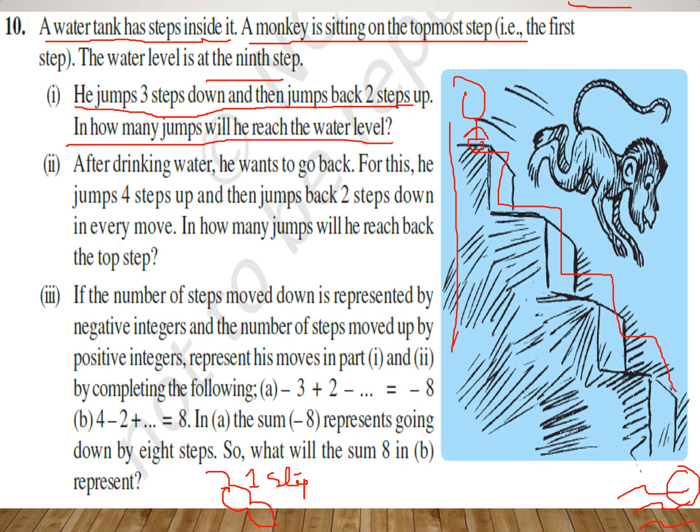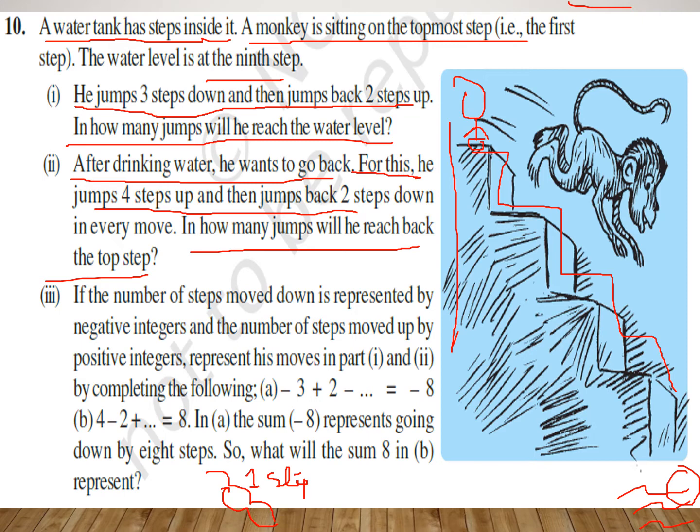After that, the second part is after drinking water, he wants to go back. For this, he jumps 4 steps up, then jumps back. In how many jumps will he reach back to the top step? It is very simple. They are just asking the same question in a reverse way. So if we understand the first part carefully, we can do all the parts very easily.